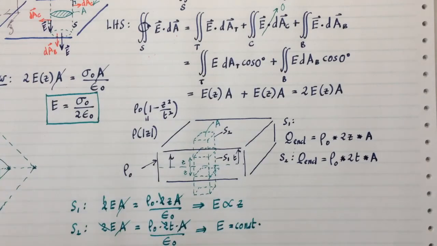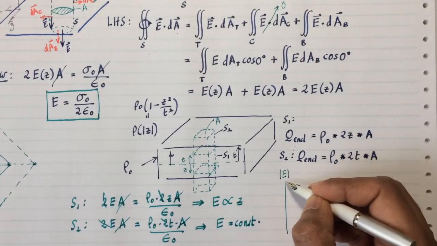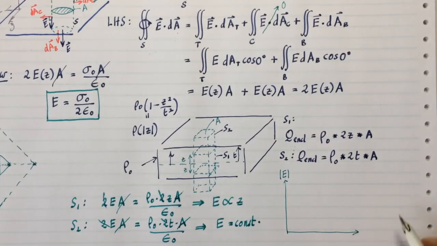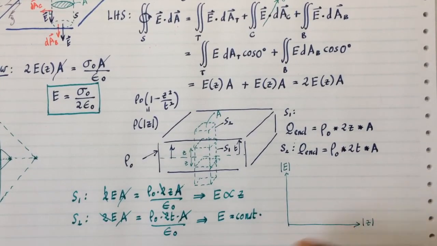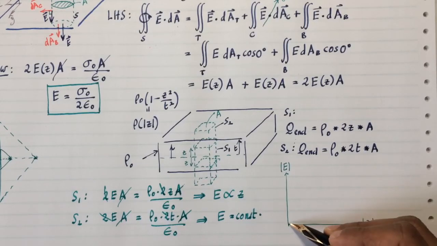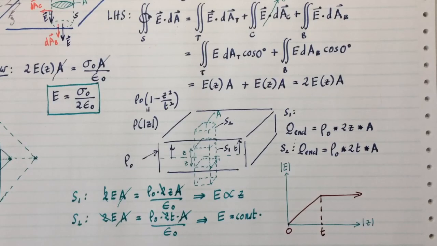The last step, as always, is to plot this, the absolute value of E as a function of the absolute value of z, which means it's going to be the same above or below. So I'm just going to look at one of them. Let's see what we get. Within the slab, you're going to have a linear profile. Outside the slab, it's going to go off as a constant, just as it did for an infinite sheet.